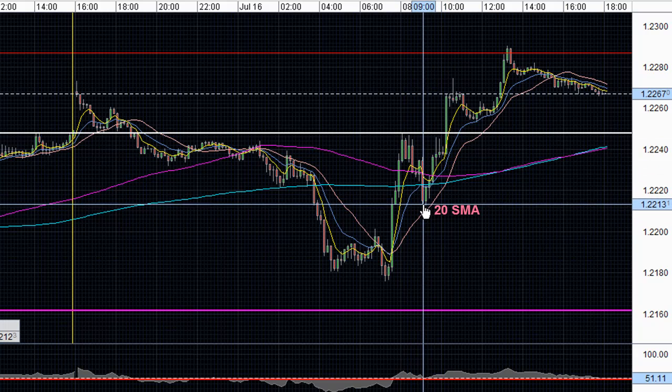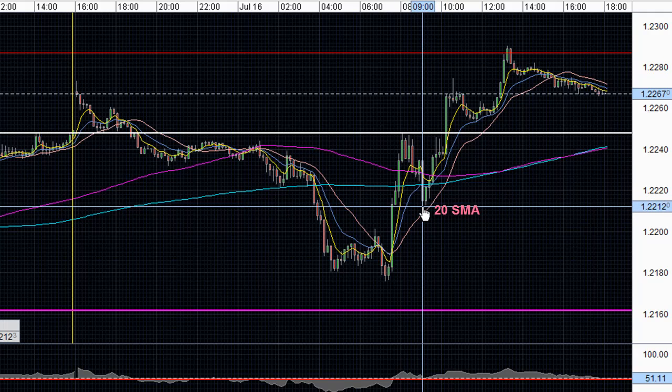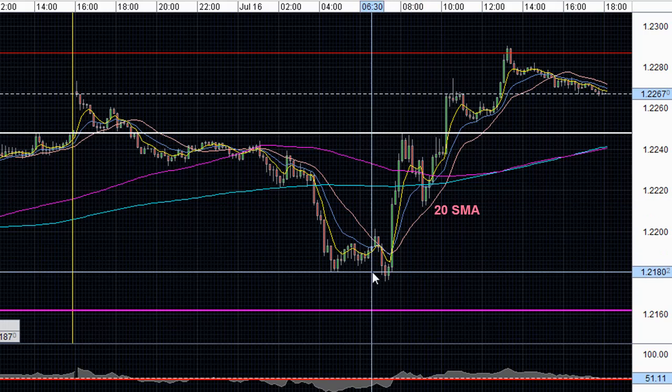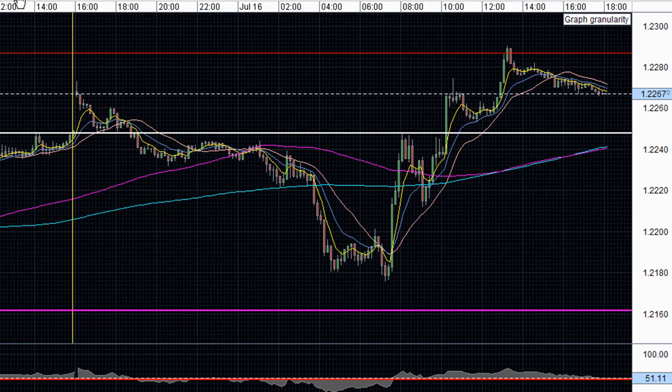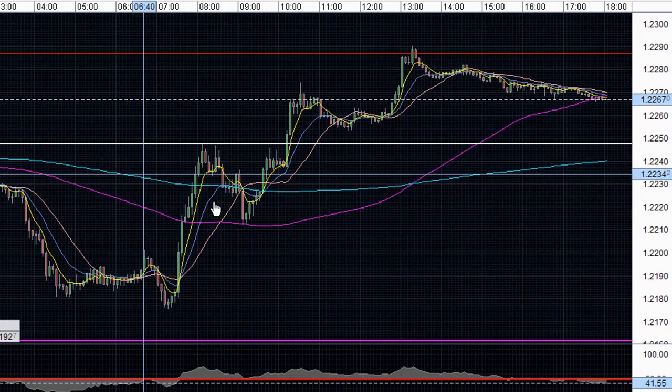But this was not only where our 20 SMA line was, this was also where our 50% retracement level would have been positioned from this last move up. And if I go to my 5-minute chart, I can prove it to you.